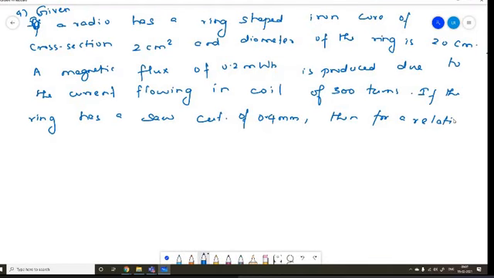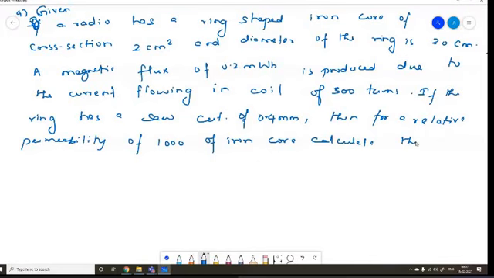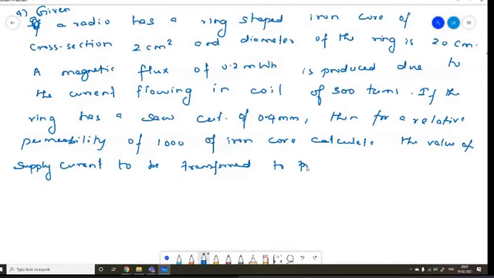Then for a relative permeability of 1000 of the iron core, calculate the value of the supply current I need to be determined, to be transferred to produce the above mentioned flux density.